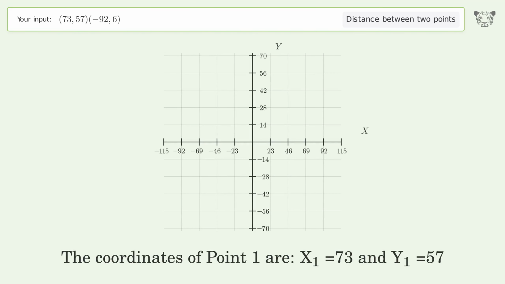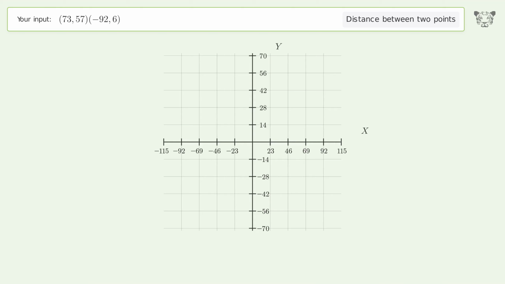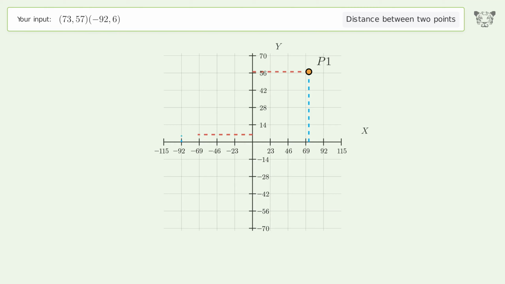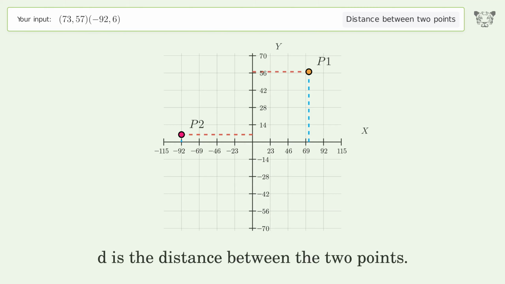The coordinates of point 1 are x1 equals 73 and y1 equals 57. The coordinates of point 2 are x2 equals negative 92 and y2 equals 6. D is the distance between the 2 points.